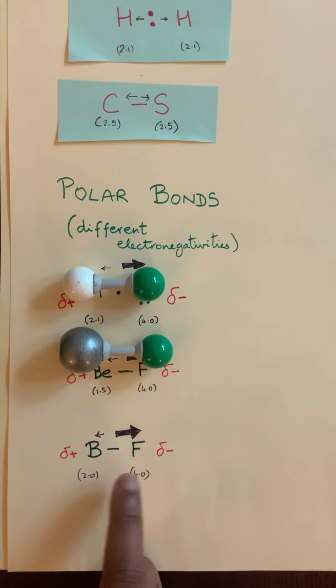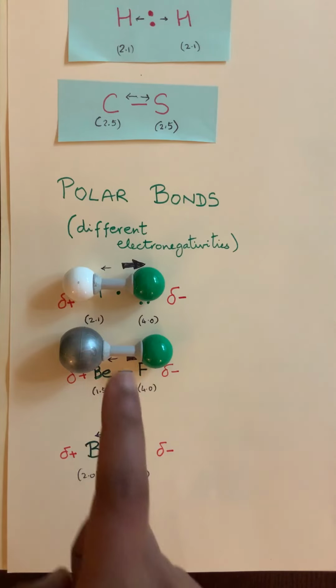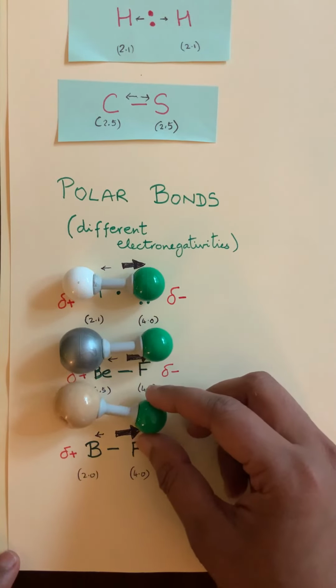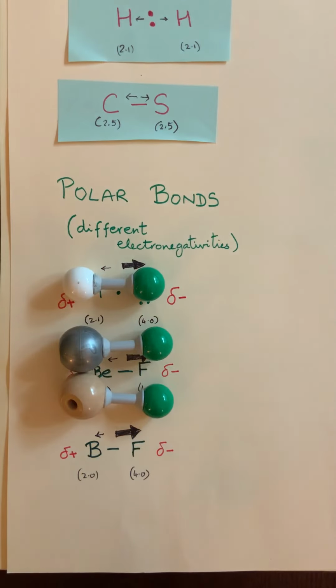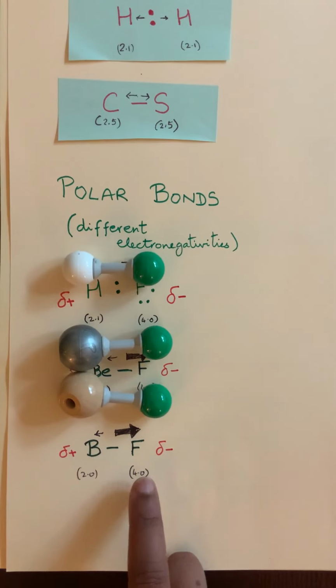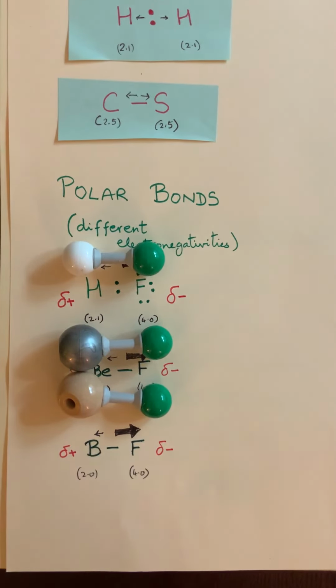Let's look at a third example, boron and fluorine. Now, these are almost the same electronegativity difference as hydrogen and fluorine, but still fluorine is winning out because fluorine is the most electronegative element on our periodic table. So between boron and fluorine, fluorine wins out because it's more electronegative, and therefore fluorine has the partially negative charge, whereas boron has the partial positive charge.